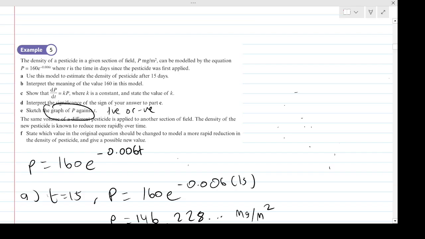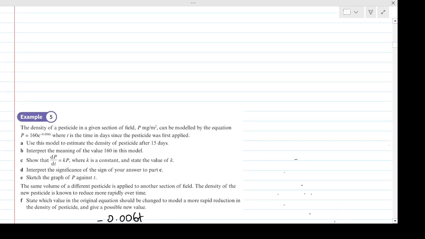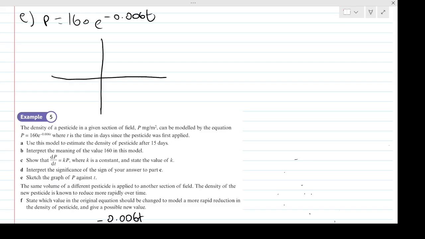Okay, cool. Part E, we need to sketch the graph of P against T. I'm going to do that up here actually. So I need to sketch the graph that P is 160 e to the negative 0.006t. To sketch it, you could recognise this as a series of transformations: e to the negative t, then e to the negative 0.006t, then 160 e to the negative 0.006t, and there's your answer.